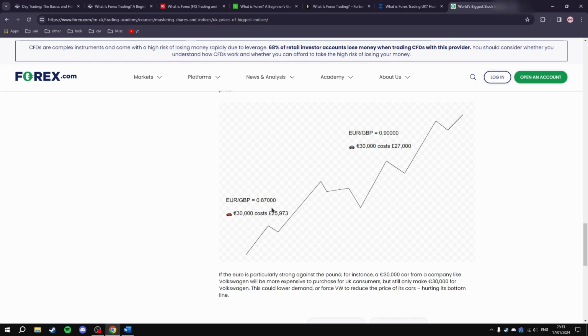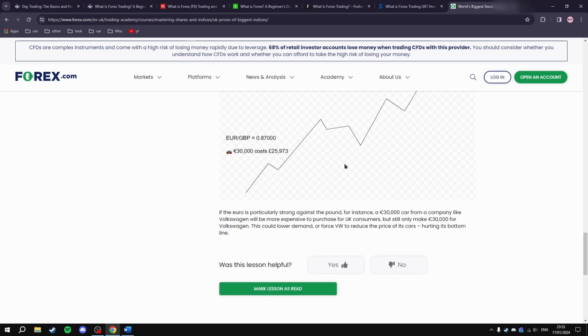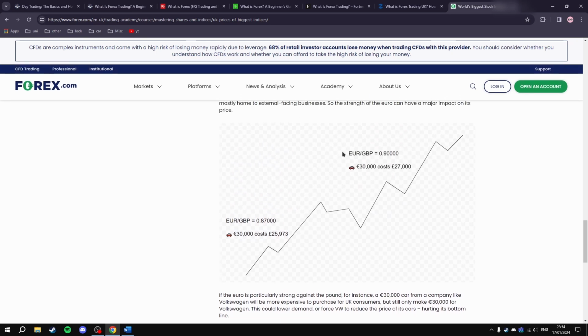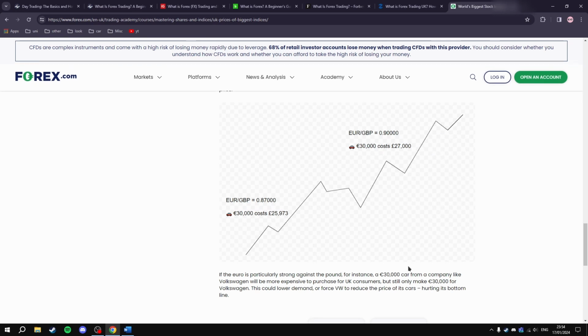EURGBP at 0.87, 30,000 euros costs £25,000. EURGBP at 0.9, 30,000 costs £27,000. If the euro is particularly strong against the pound, a 30,000 car from a company like Volkswagen would be more expensive to purchase for UK consumers, but still only make 30,000 for Volkswagen. This could lower demand or force VW to reduce the price of its cars, hurting its bottom line.